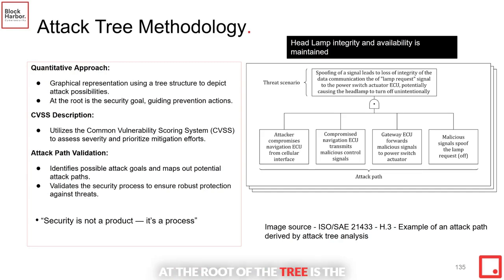At the root of the tree is the attacker's primary goal. This serves as our target. Each branch represents different pathways an attacker might take to achieve that goal. By visualizing these attack paths, we can better identify vulnerabilities and prioritize mitigation efforts. Each subsequent branch represents an attack vector or step that an attacker could take. To assess the risk associated with each path, we can use the Common Vulnerability Scoring System.